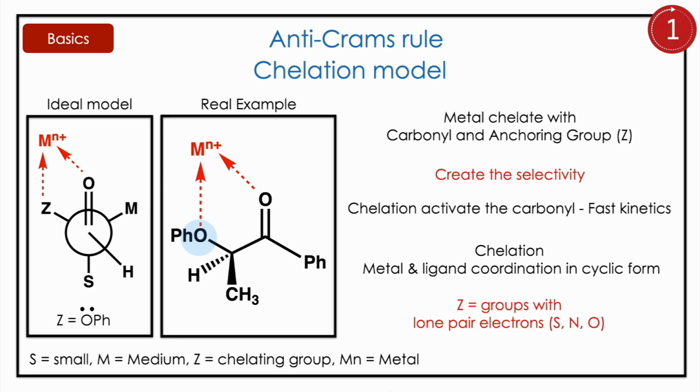So anti-CRAM's rule, how does it happen? Basically, it is a chelation of metal. In the alpha chiral carbon, you have a coordinating group, that is sulfur, nitrogen or oxygen, which has a lone pair. It can act as a ligand. Since a metal is there, it can coordinate and form a cyclic coordination complex, which is called chelation. So coordination in cyclic form creates the chelation. The chelation activates the carbonyl and increases the kinetics of the reaction. So chelation provides two factors: one is kinetics, another is selectivity.